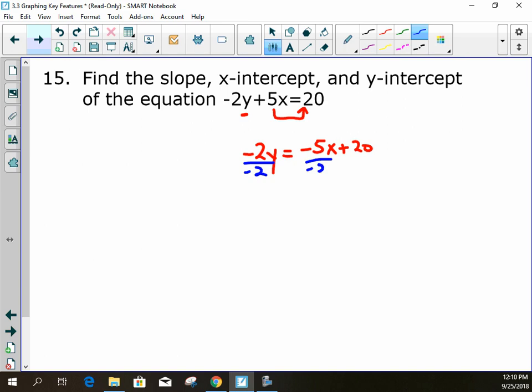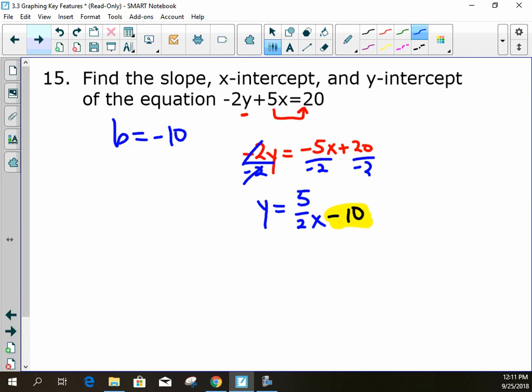Divide everything by negative 2. Y equals positive 5 over 2x minus 10. This is in slope-intercept form, right? What is my y-intercept, ladies and gentlemen? 1? No. Negative 10. My y-intercept is negative 10, sweetie. It's the number by itself, and there is no 1 here. So stop being attention-grabbing. Oh, okay. That's my y-intercept.